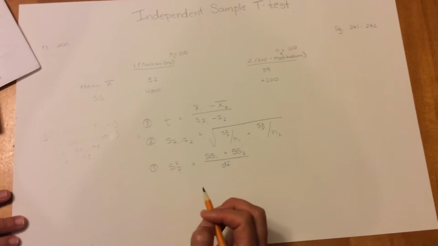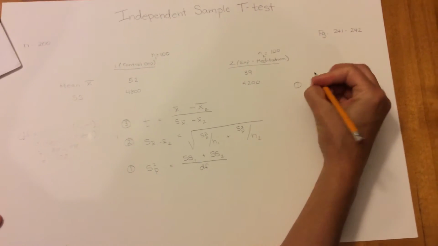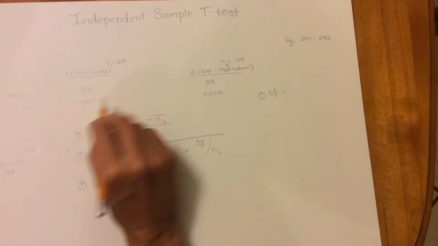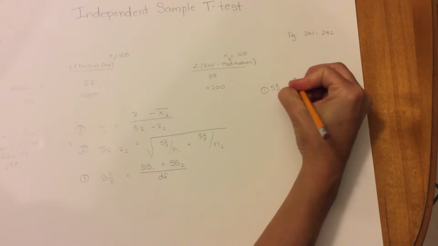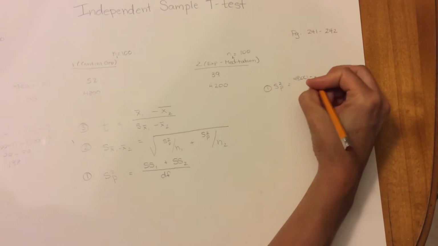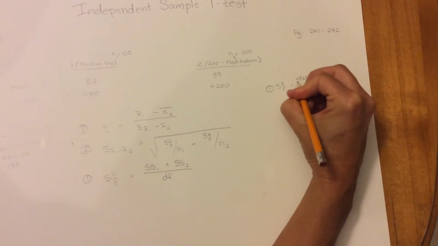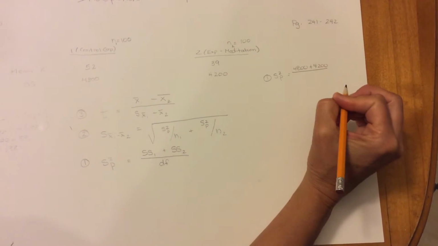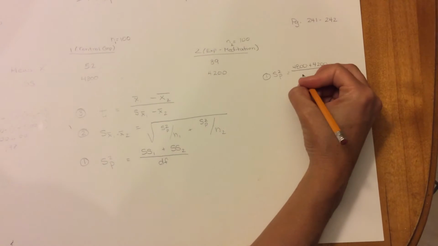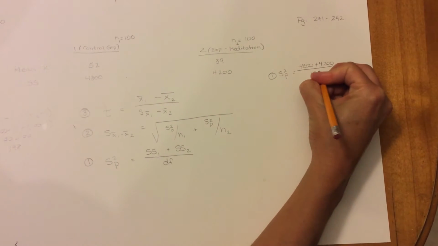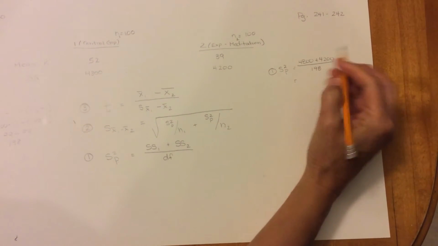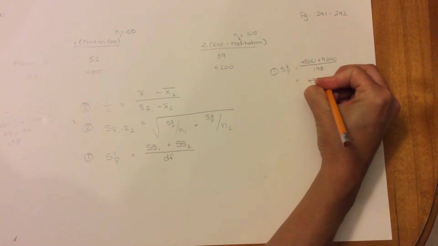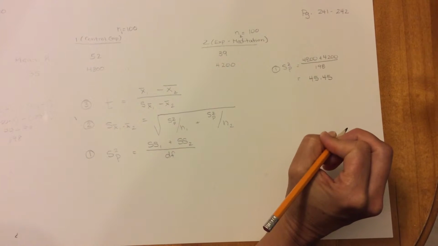So first we're going to figure out variance pooled. So let's do variance pooled over here. It's the sum of squares of the first group, which is 4,800, plus the sum of squares of the second group, which is 4,200, over degrees of freedom, which was 198. Okay. If you do your math, and I've done it out for you, it's 45.45 if you round to 2 decimal places.